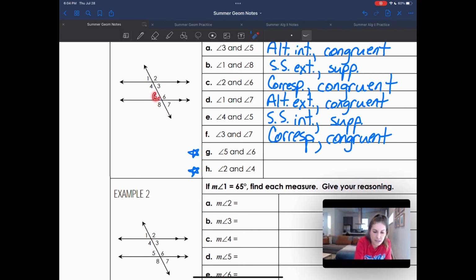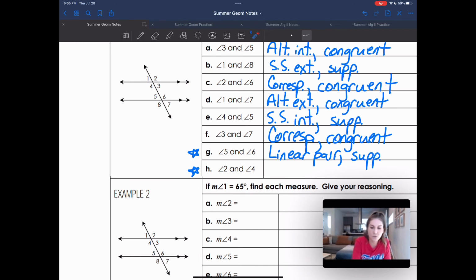So 5 and 6, if you remember from our last lesson, those are on a straight line. And if you added those measures together, they would equal 180 because they form a straight line. We call two angles that are right next to each other on a straight line a linear pair. So we'd say linear pair, which means they are supplementary.